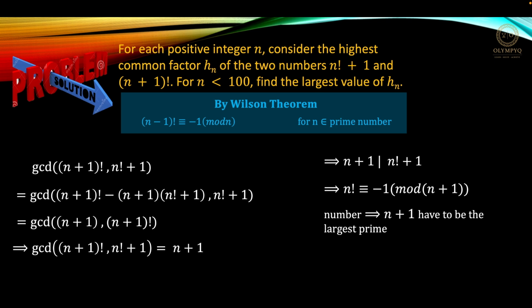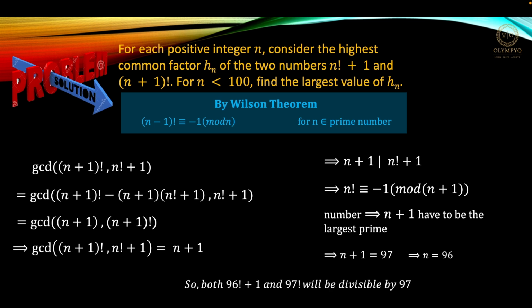The largest prime number less than 100 is 97. So, n plus 1 is going to be equal to 97, which gives us n equal to 96. So, for the two numbers, 96 factorial plus 1 and 97 factorial, we have seen already that the GCD is n plus 1. So, 96 factorial plus 1 and 97 factorial will be divisible by 97, and hence the largest value of hn is going to be equal to 97.